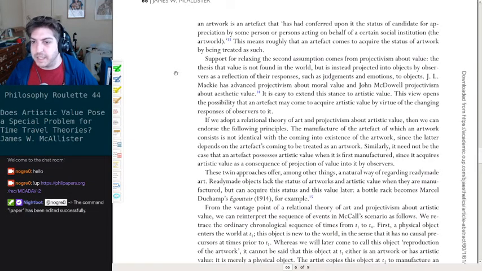Support for relaxing the second assumption comes from projectivism about value. The thesis that value is not found in the world but is instead projected onto objects by observers as a reflection of their responses, such as judgments and emotions to objects. J.L. Mackie has advanced projectivism about moral value, and John McDowell projectivism about aesthetic value. It is easy to extend this stance to artistic value. This view opens the possibility that an artifact may come to acquire artistic value by virtue of the changing responses of observers to it.